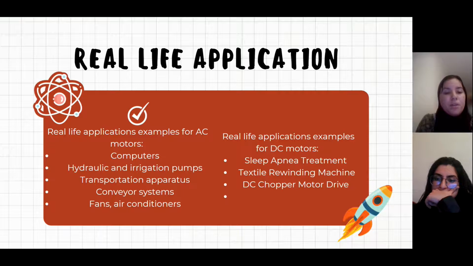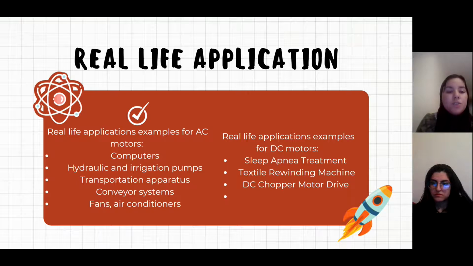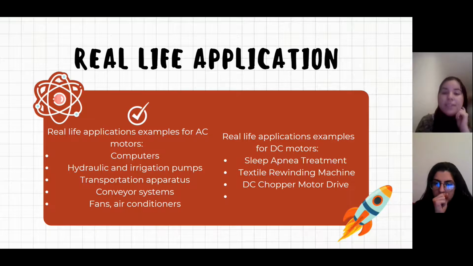Okay, so some real life applications for AC and DC motors. For AC motors, we can have computers, hydraulic and irrigation pumps, transportation apparatus, conveyor systems, fans, and air conditioners. Also, for the DC motors, in the medical field, we can have sleep apnea treatment, textile rewinding machines, and DC chopper motor drives.